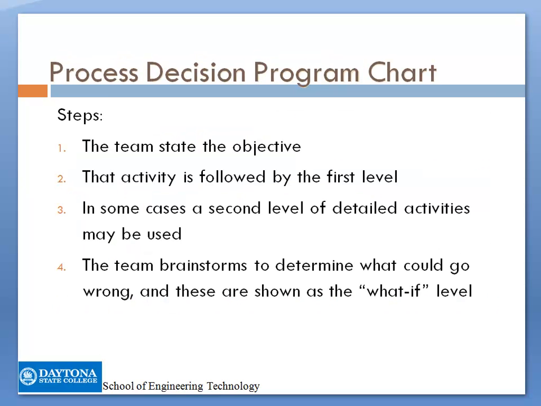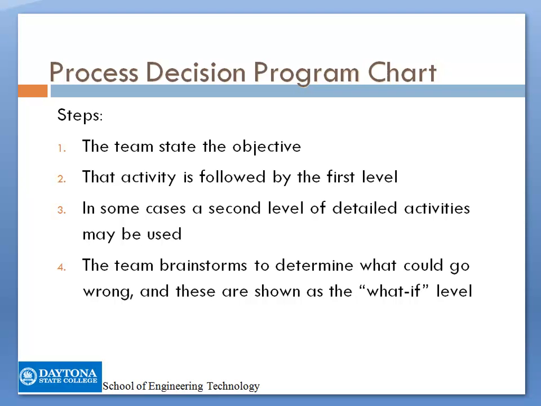The next tool to review is the process decision program chart. These are programs to achieve a particular objective, but they don't always go according to plan. And we can have unexpected developments, and they might have serious consequences. So the process decision program chart avoids surprises and identifies possible countermeasures.